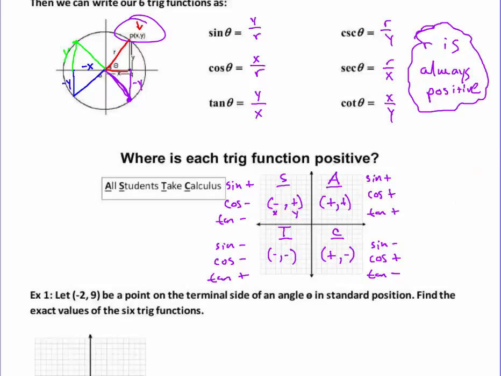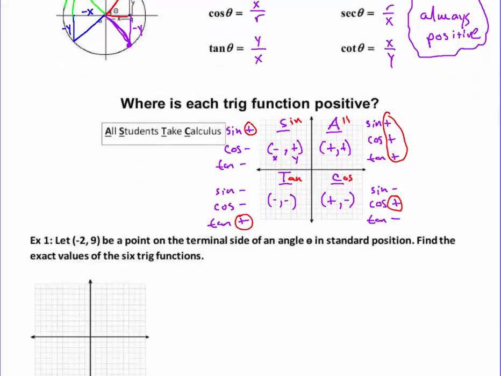And what our little mnemonic tells us is that All Students Take Calculus is a way of telling us which trig function is going to be positive in which quadrant. So here, it's all. In the second quadrant, it's only the sine function. In the third quadrant, it's only the tan function. And in the fourth quadrant, it is the cosine function. In the first quadrant, they're all positive. So that's just something to help you as we move along.